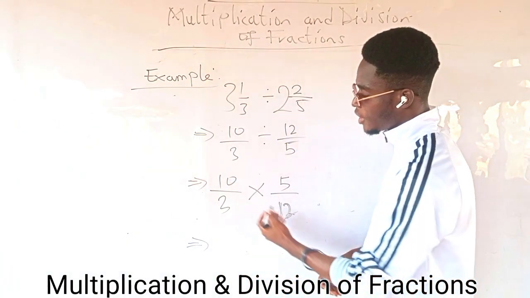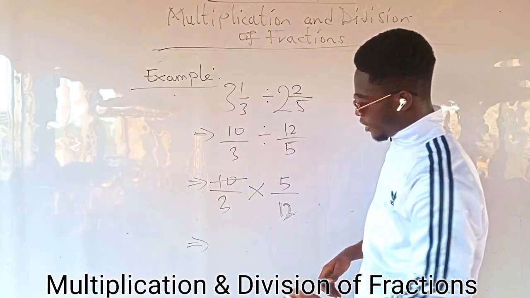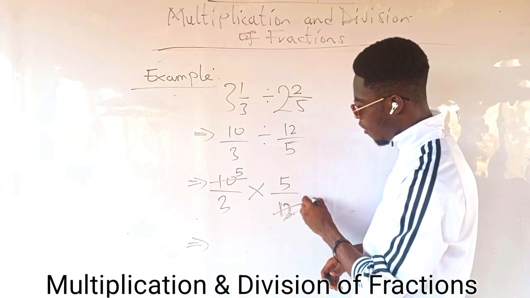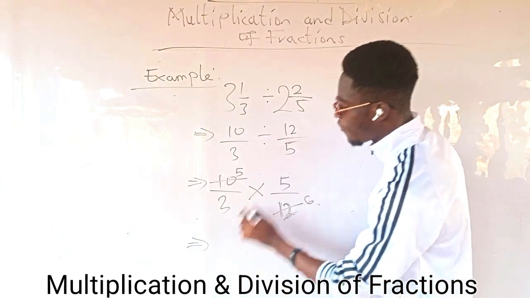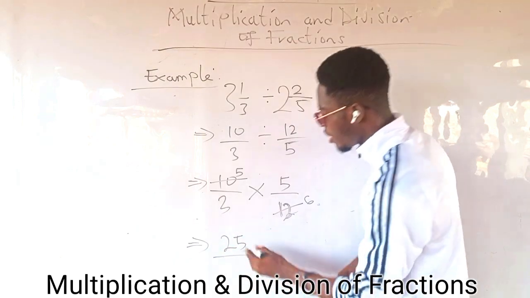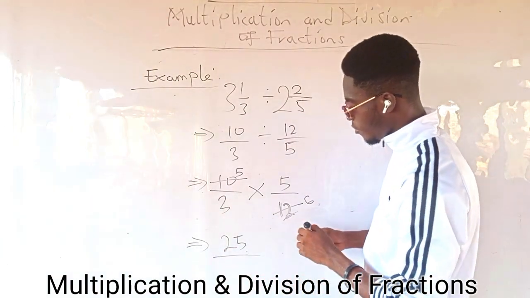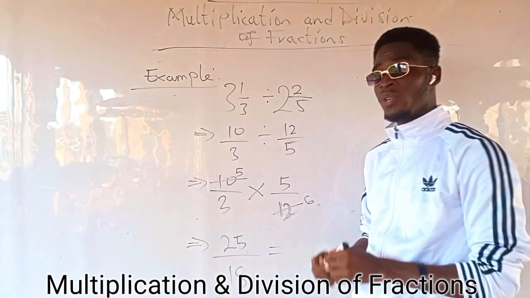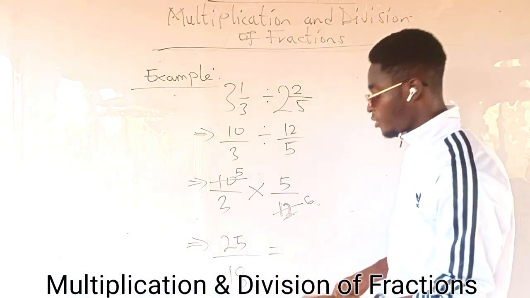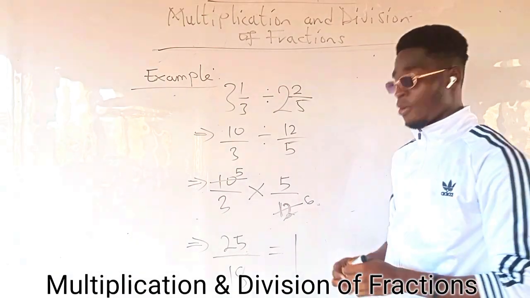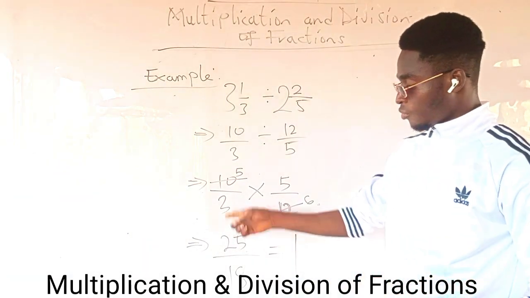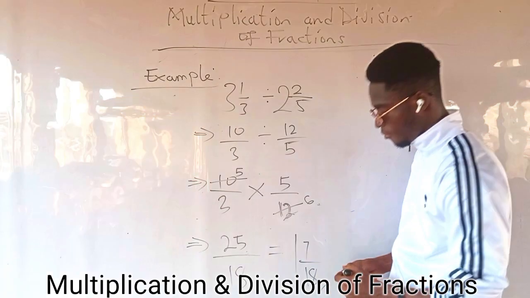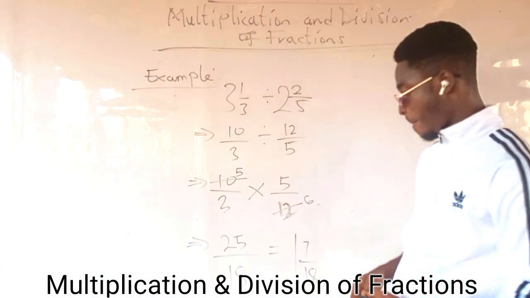Let's try the diagonals and see. 2 will divide 10, 5. 2 divide 12, 6. 5 times 5, we have 25. 3 times 6, we have 18. Now 18 will divide 25 how many times? 1. Remember what? 7 divided by 18. And then you are done.